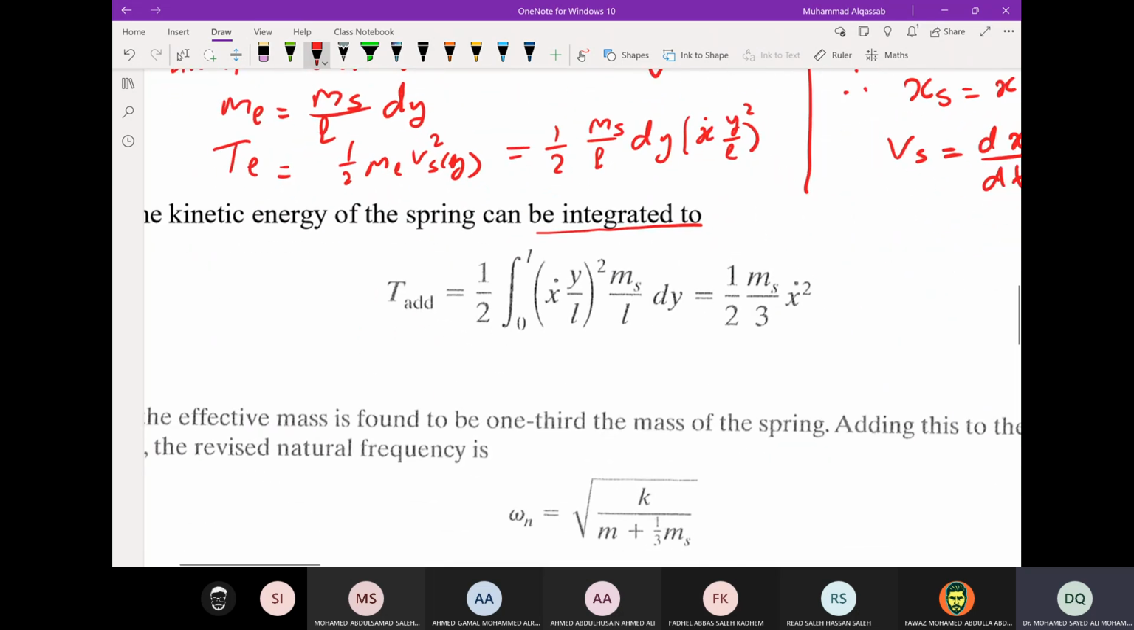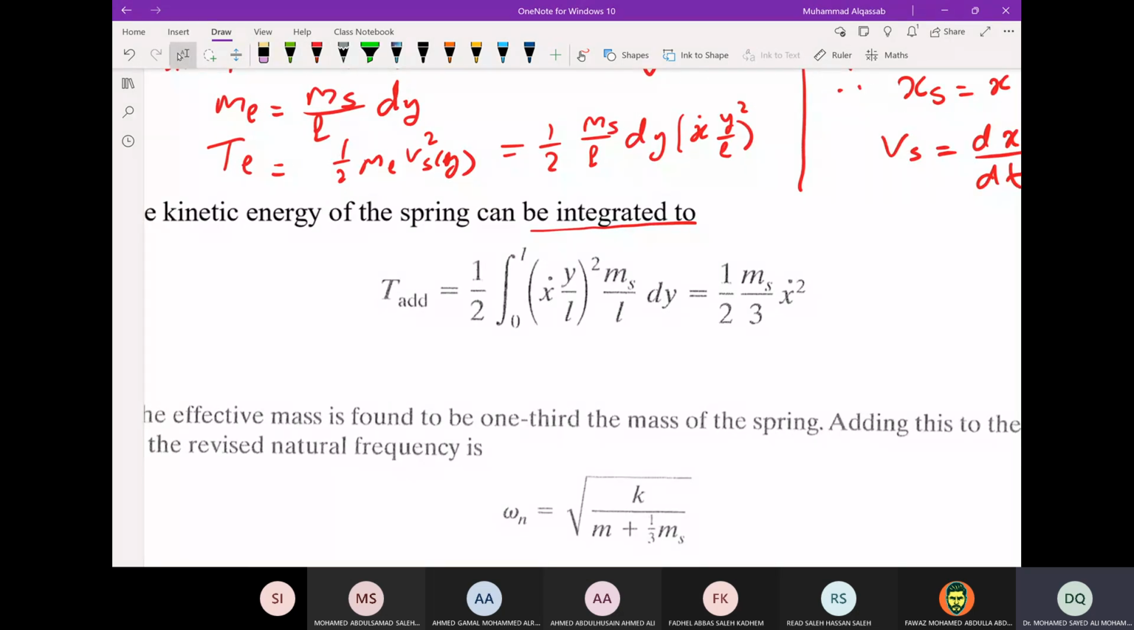So when you substitute in the integration, you can take 1/2 outside, and then integration from 0 to L. You want to count all the points on the spring. So this is integration from 0 to L of x dot y over L, which is the velocity squared, times ms over L times dy. This is the mass. So it is half m v squared.